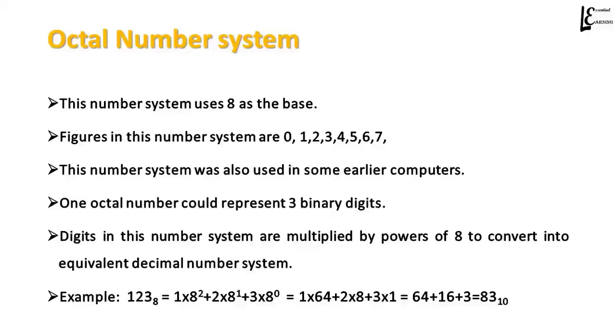And the last number system we will learn about is octal number system. Octal number system uses 8 as the base. Figures in this number system are 0, 1, 2, 3, 4, 5, 6, and 7. This number system was also used in some earlier computers. One octal number could represent 3 binary digits. Digits in this number system are multiplied by powers of 8 to convert into equivalent decimal number.